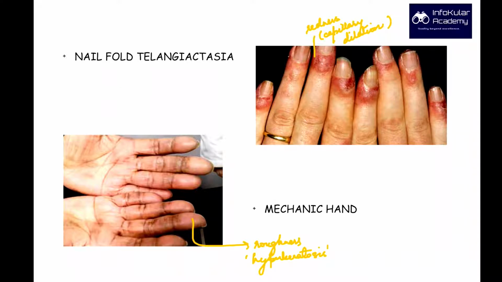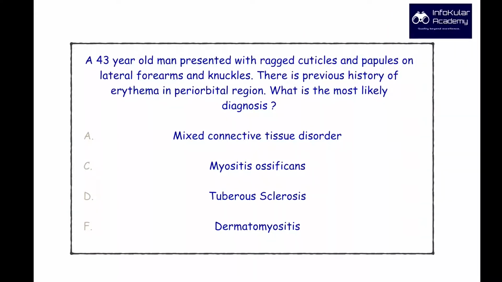Now we'll see how this information is relevant in exams. The question is, a 43-year-old man presented with ragged cuticles and papules on lateral forearms and knuckles. There is previous history of erythema in the periorbital region. What is the most likely diagnosis?